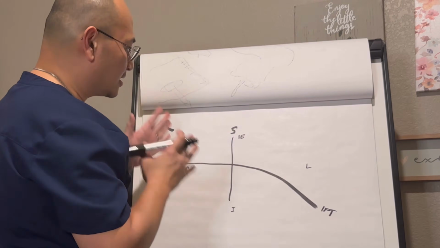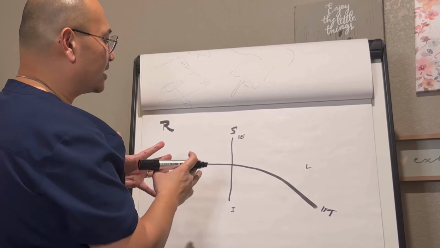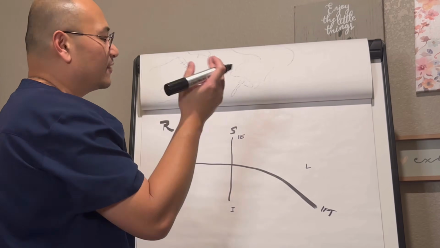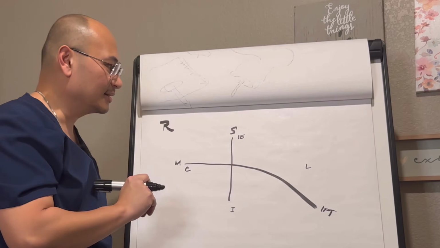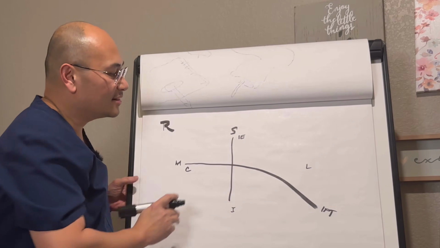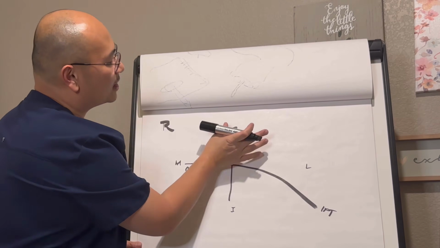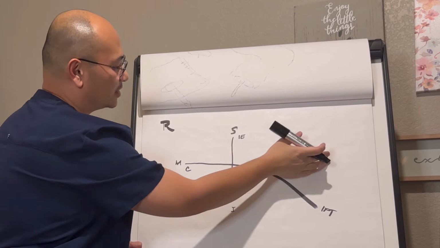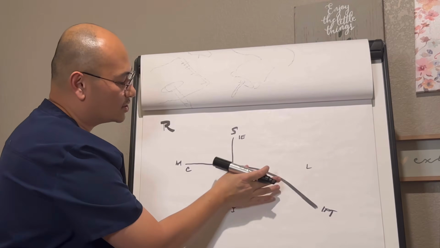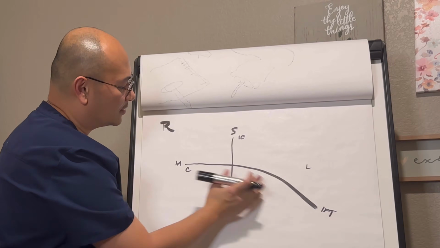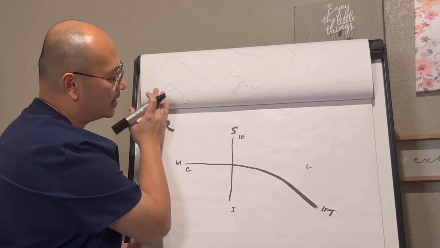Now, where does the concept of explaining the anatomy come in? We only have two structures. Wait. Gotta give me a second there. This now divides it into four quadrants. You've got the outer upper, and this is going to be on the lateral. This is going to be the inferior lateral, and this is going to be your medial and your superior.